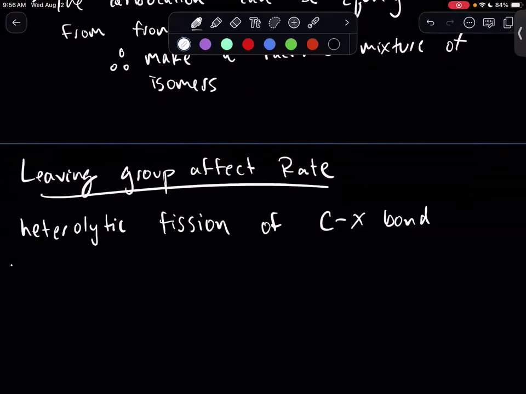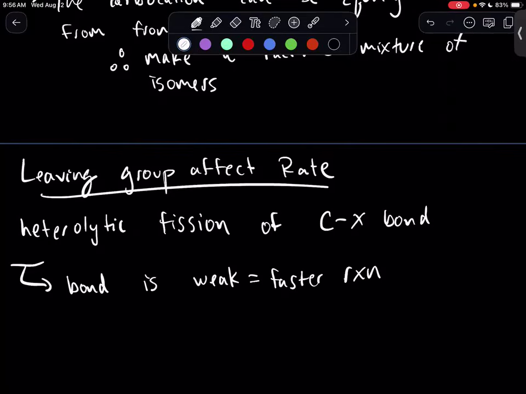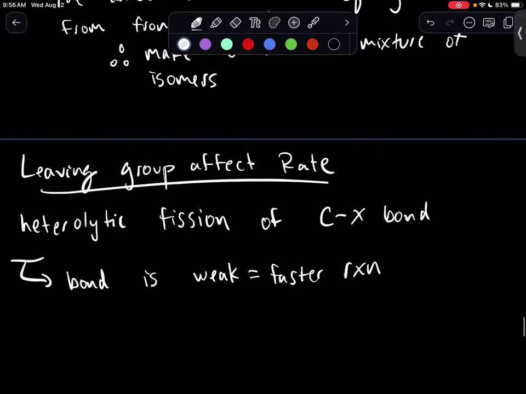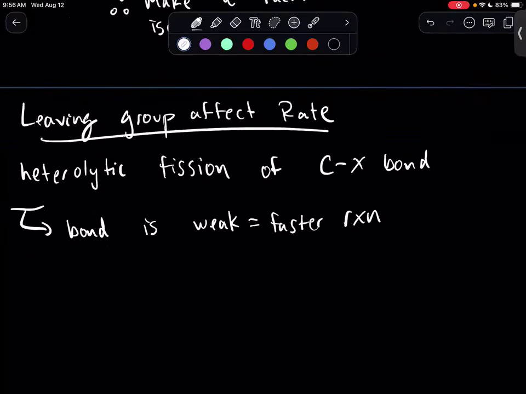So if this bond is weak, then that equals a faster reaction, because we can break that bond more easily, specifically in those SN1 reactions where we have to break that bond before we can even proceed. So how do we figure out whether the bond is weak or strong? Well, that's quite simply electrostatic interactions between our halogen and carbon.